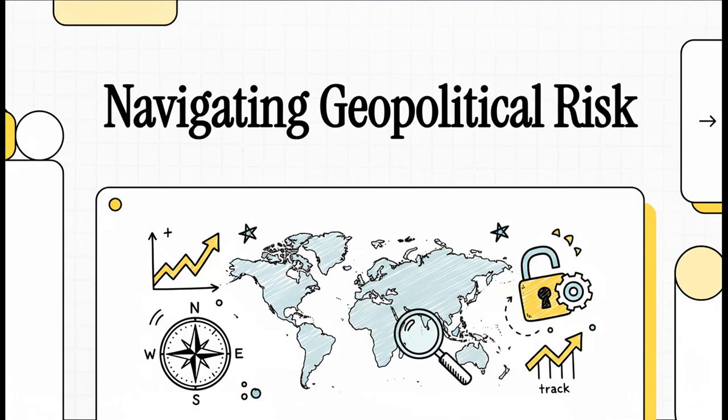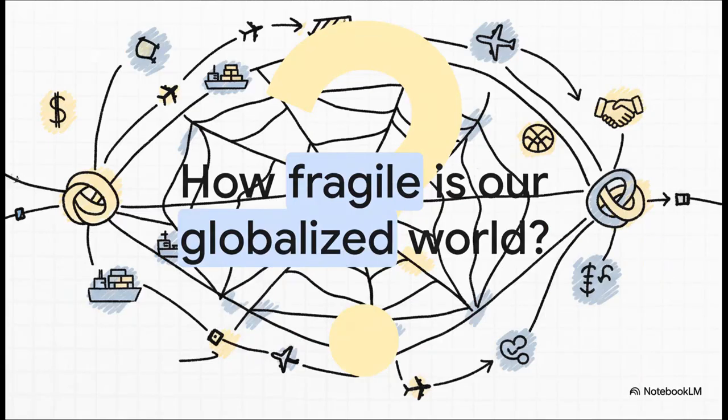Welcome to the Explainer. Today, we're going to tackle a term you hear thrown around all the time, geopolitical risk. What does it actually mean? Well, we're going to build a framework, a mental toolkit to help you assess, track, and really understand what's going on in our world. So, let's kick things off with a pretty big question.